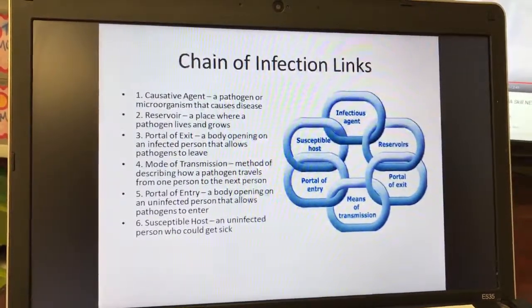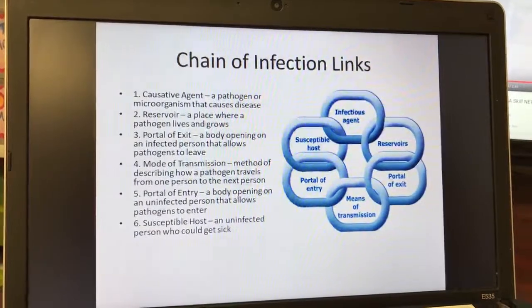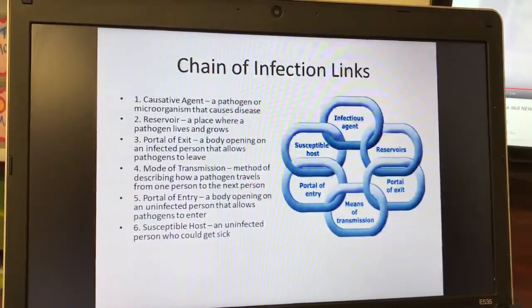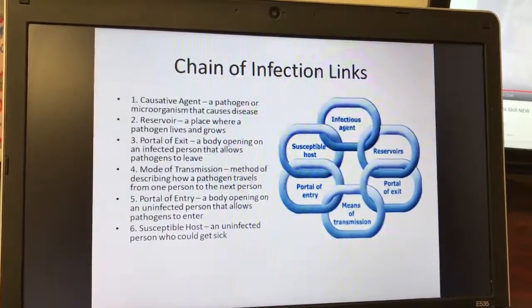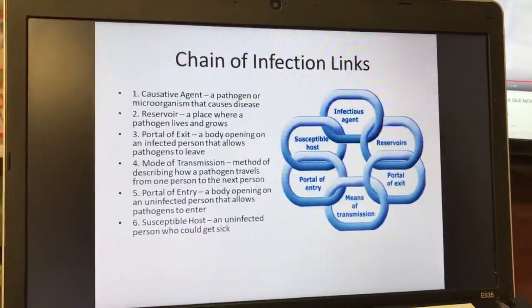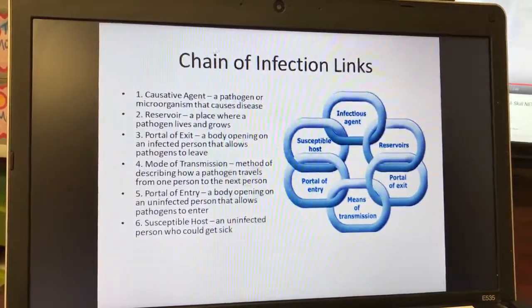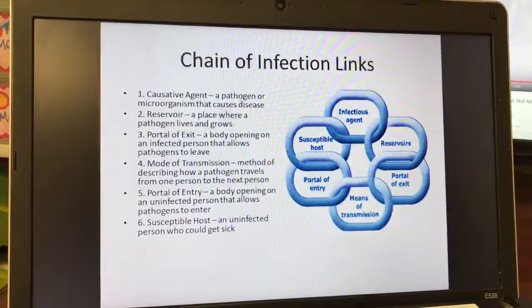Mode of transmission is the method of describing how a pathogen travels from one person to the next. Portal of entry, a body opening on an uninfected person that allows pathogens to enter. Susceptible host is an uninfected person who could get sick.